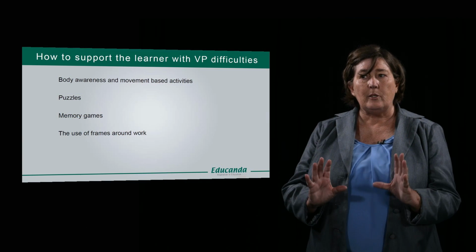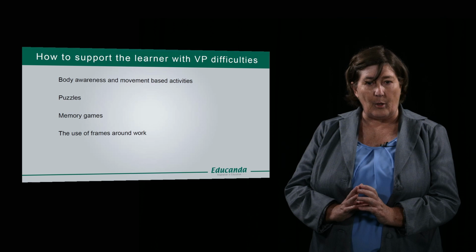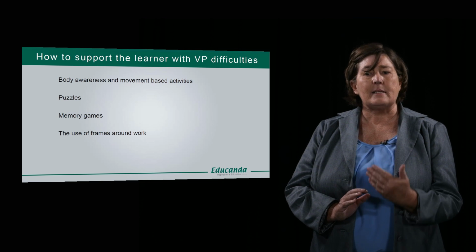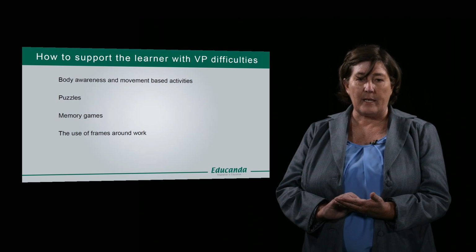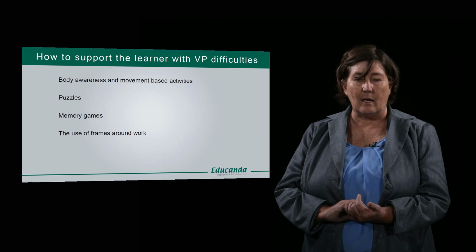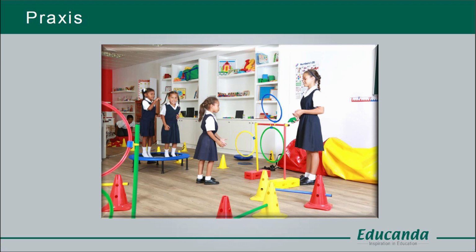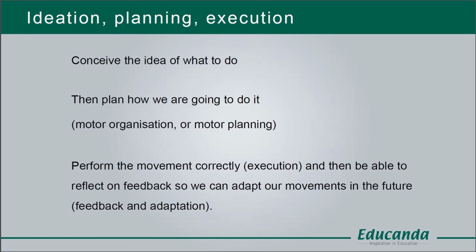So that would be your learner with visual perception problems. The next aspect that we're going to look at that could create a problem for your learner in class would be praxis. Praxis is a big word for motor planning, being able to plan a movement in your head, and then the brain sends the message and you execute the movement.